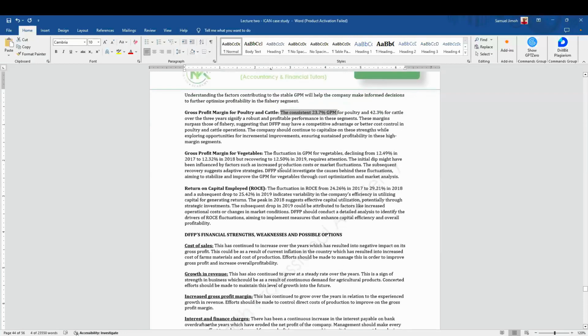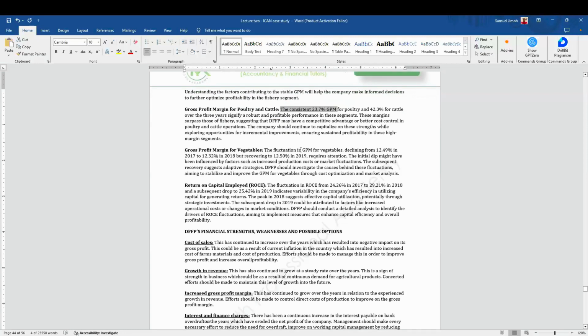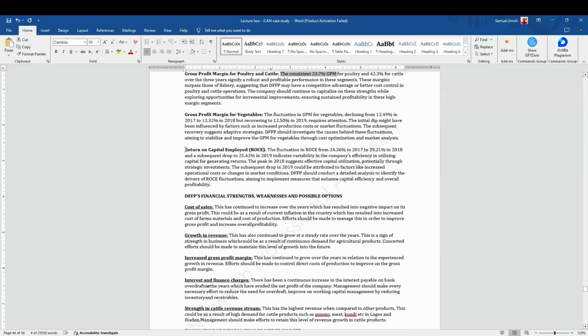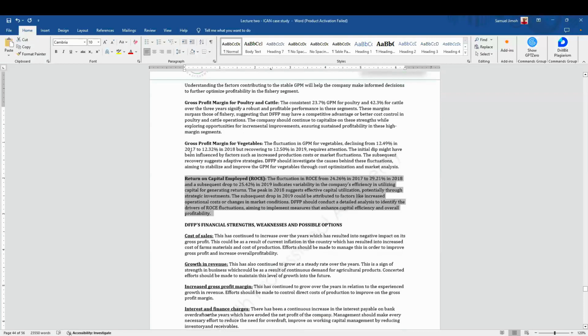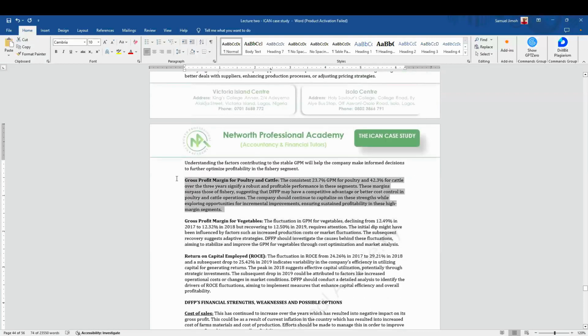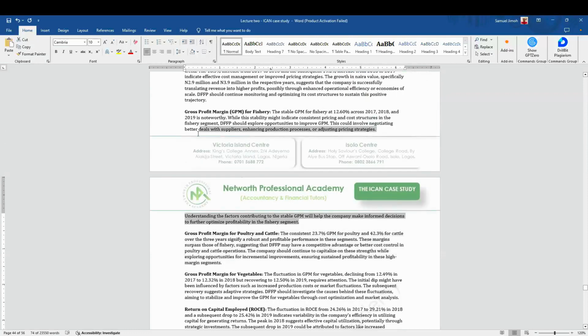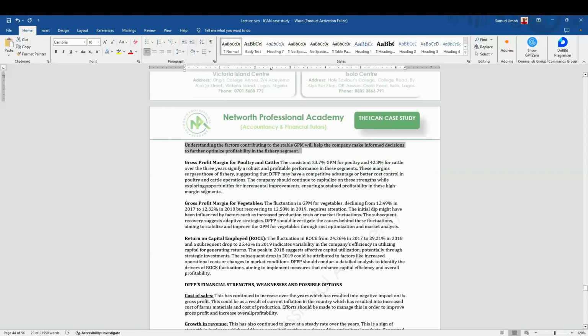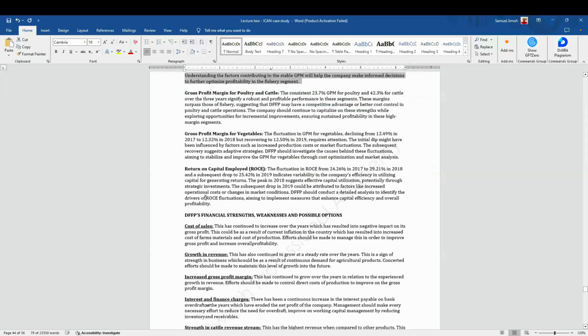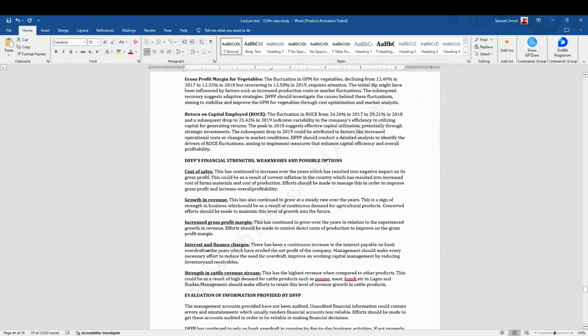Then gross profit margin for vegetables, you do the discussion, and return on capital employed. These are about four ratios that you brought in. And what you should notice is that I'm making 4 points so that I can get 4 marks. You can at least, that's the minimum, right? But you can decide to make 5 points, maybe you make 6 points. But the more points you make, the more time you waste. But the minimum is 4 points so that you can get 4 marks, right?